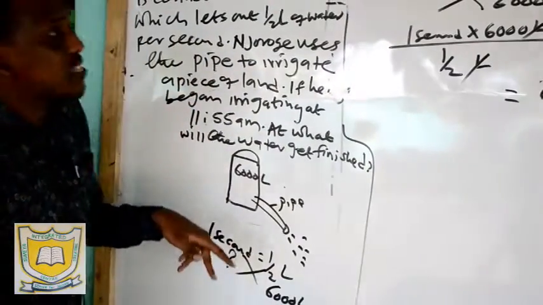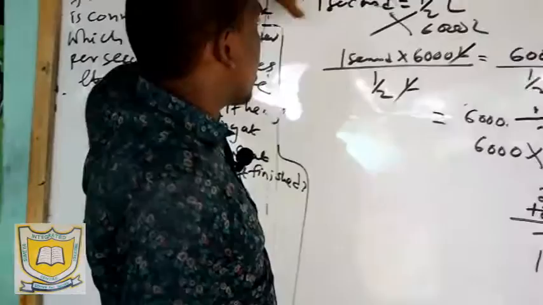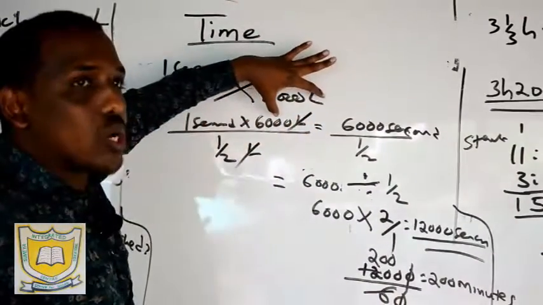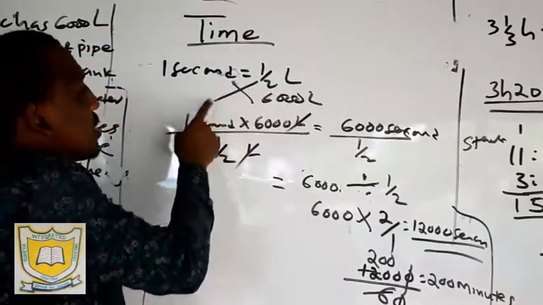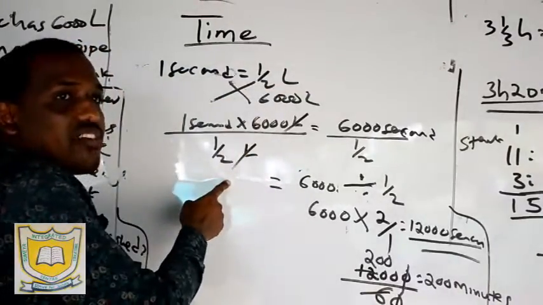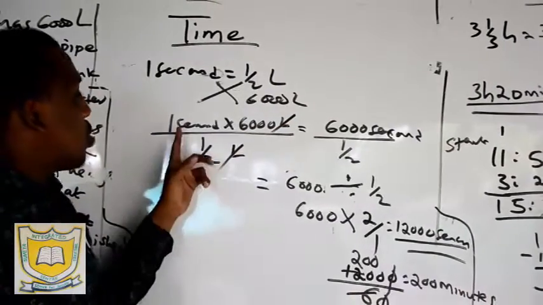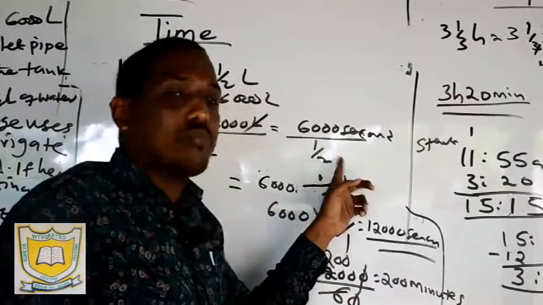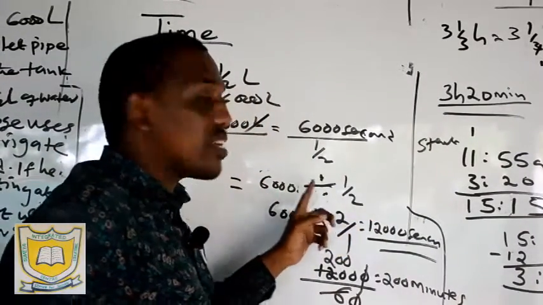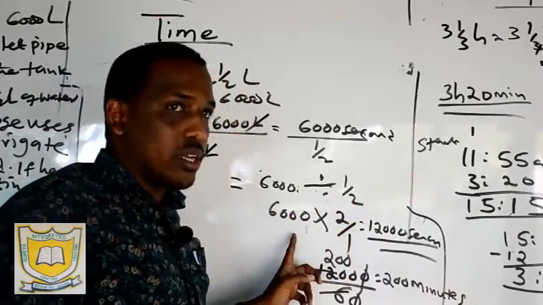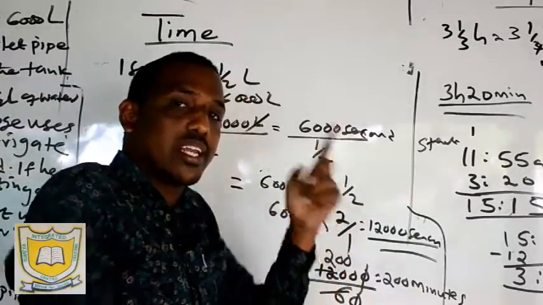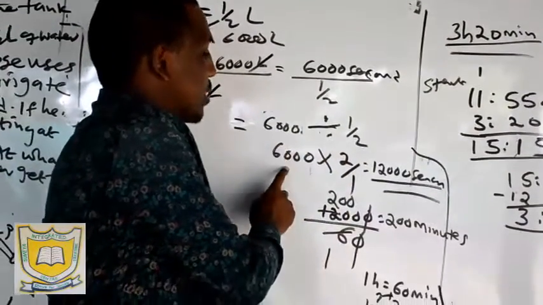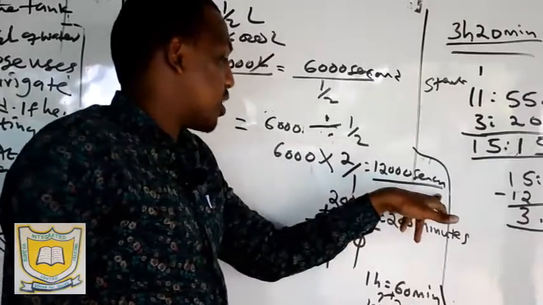6,000 liters, cross multiply. I said 1 second, half liter goes out. So what about 6,000 liters? Cross multiply. So 1 second times 6,000 liters divided by a half liter. So 1 second times 6,000, you will get 6,000 seconds over a half. Over means divide. So 6,000 divided by a half. You change to times, then the number becomes its reciprocal. So times 2 over 1. So 6,000 seconds times 2, you will get 12,000 seconds.